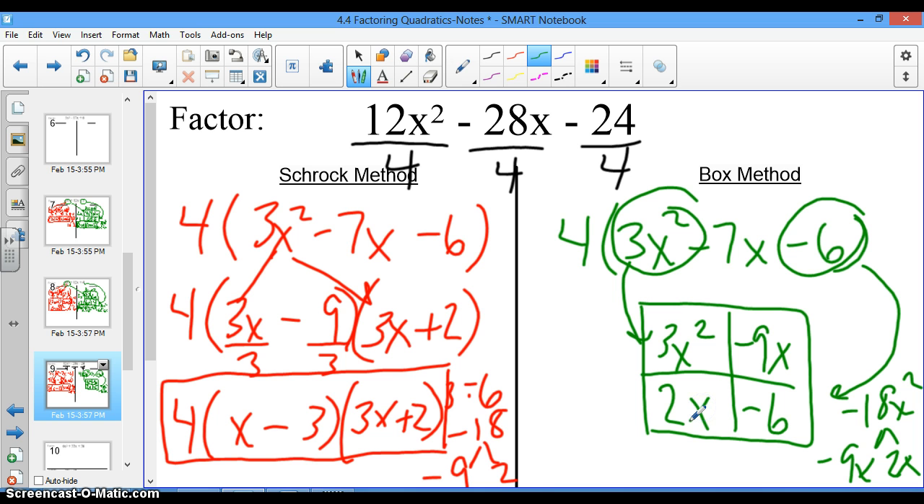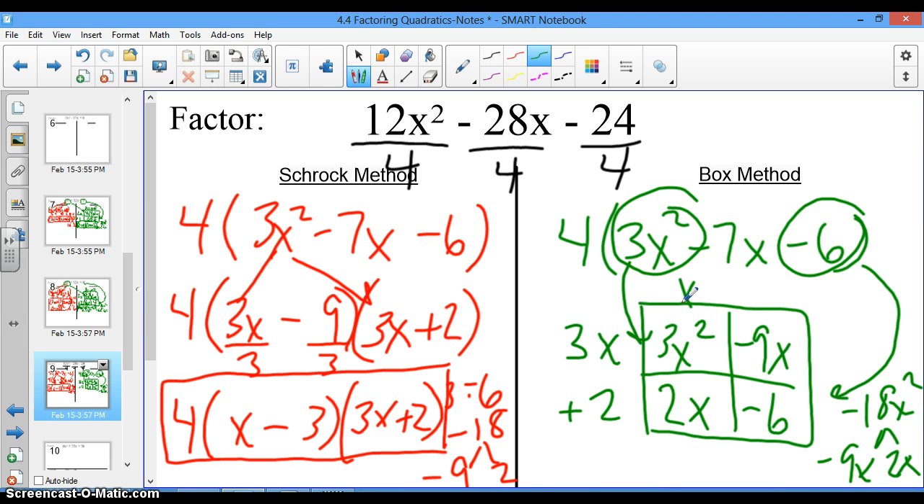Now factor a GCF out of each row and each column. 3 and 9 are both divisible by 3 and they both have an x. 2 and 6 are both divisible by 2. The numbers I'm taking out are both going to be positive because these numbers here are positive. Now my columns, 3 and 2, nothing, but they both have an x.